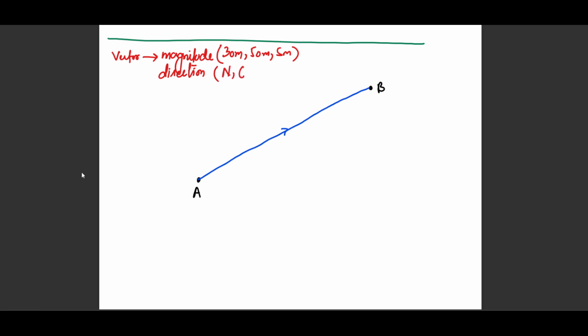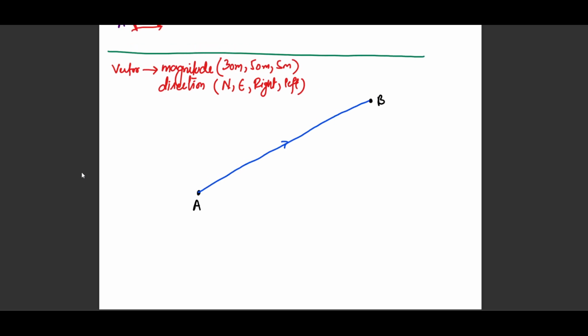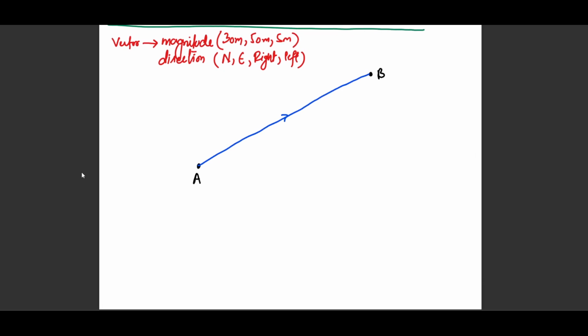Are you moving towards north or east or south or west? Or are you moving towards the right side or left side? Wherever you are going should be clear in the meaning of the situation. So since we are actually discussing vectors, right now we're not getting into the left or right situation. We're just going to go by the terms north, east, west, and south.